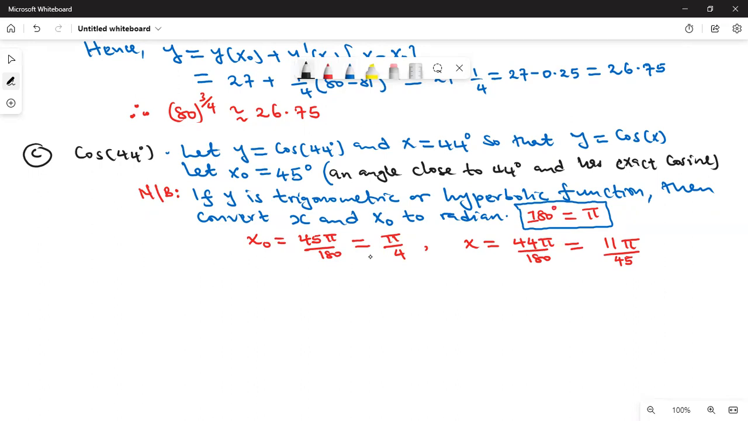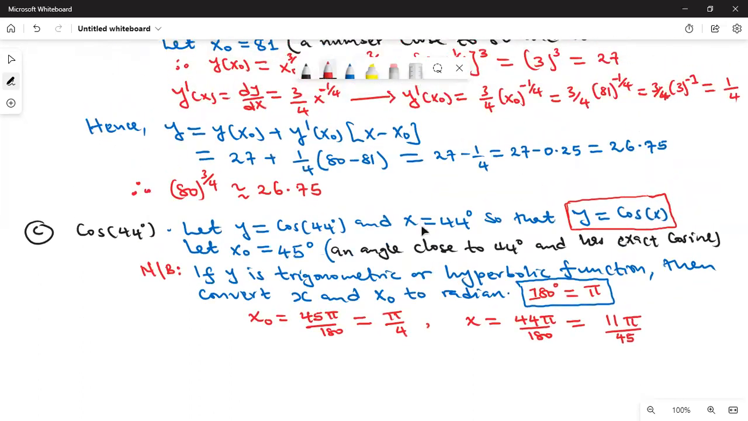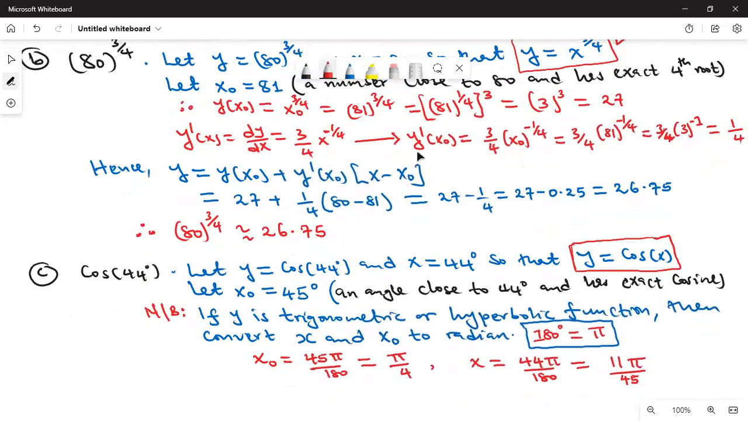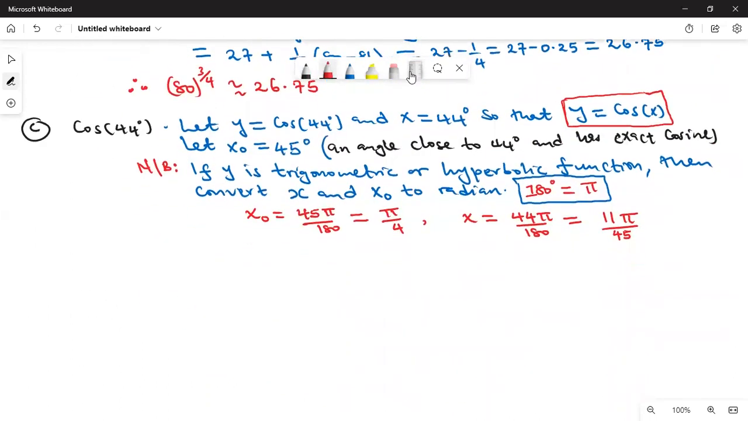Take note, we need to find y at x naught. Look at our y of x. Let me bracket this. This should be y of x, or simply y is equal to cos x. So once you have converted those to radians, all you need to find is y at x naught and y prime at x naught. So let's find those ones.